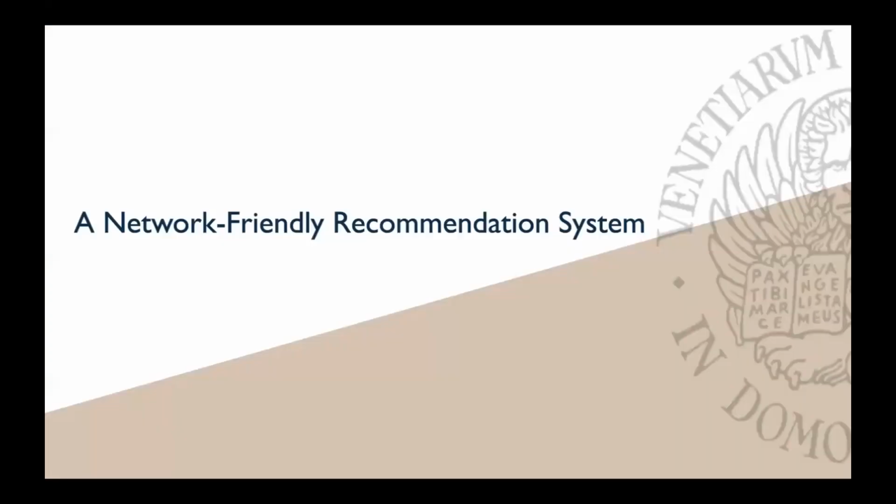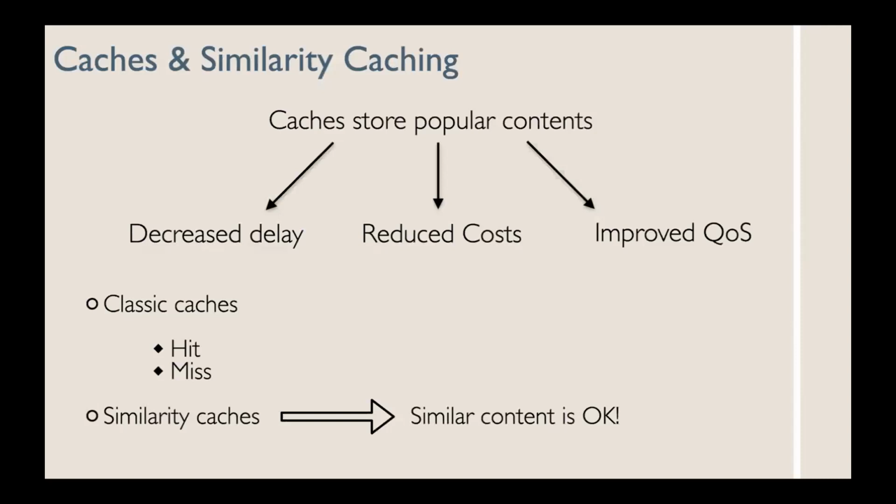Lastly, this is the work I'm currently working on, a network-friendly recommendation system. Just a glance. As we all know, content caches are ubiquitous on the internet. By storing popular content, they decrease delay, reduce costs, and improve the quality of service. We know that classic caches work as filters. So if we send a request for cached content, we will have a hit, otherwise we will have a miss.